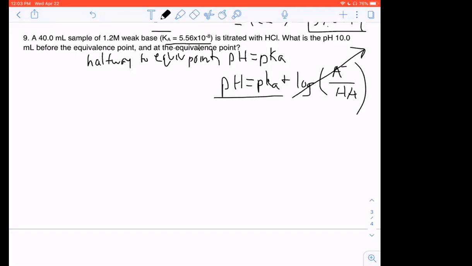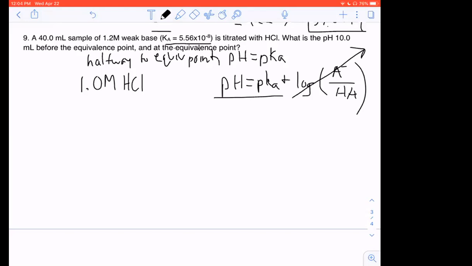But moving on to the actual problem. So it gives you 40 milliliters of 1.2 molar base. I did forget for this problem to label a couple things. We're going to say we're titrating with 1.0 molar HCl. That's very important for solving this. The other thing I wanted to clarify is that this Ka is the Ka of the conjugate acid, not of the weak base itself, because obviously a weak base is going to use a Kb value, not a Ka.